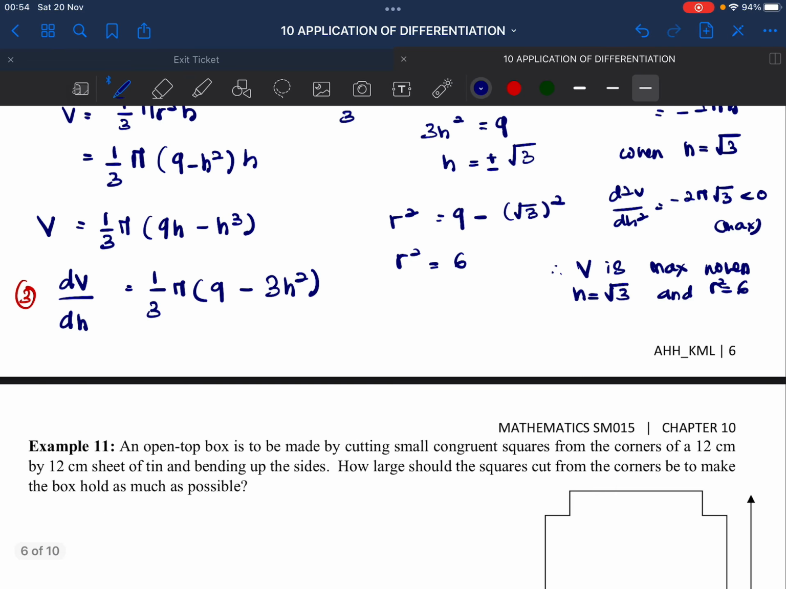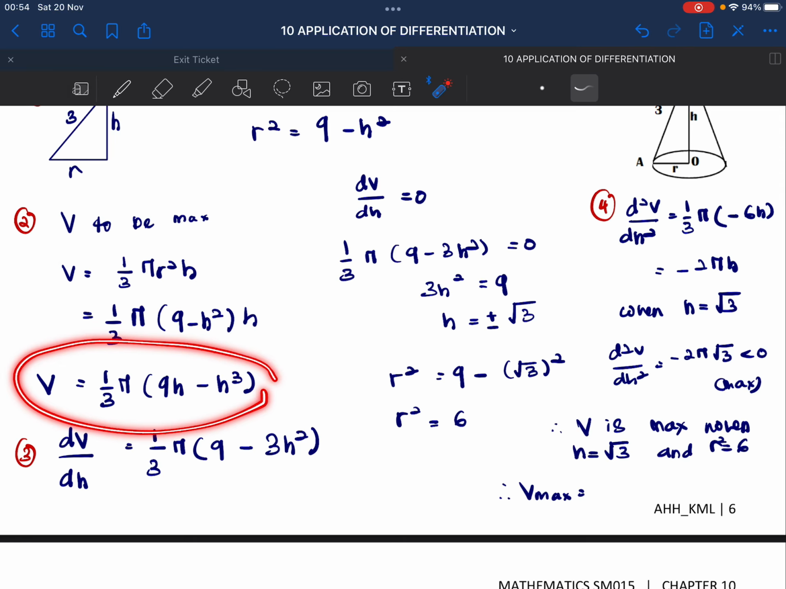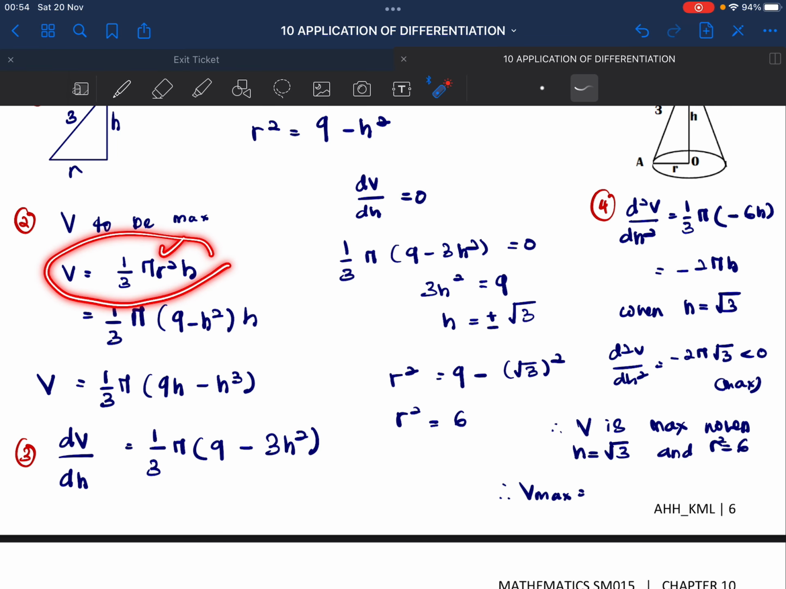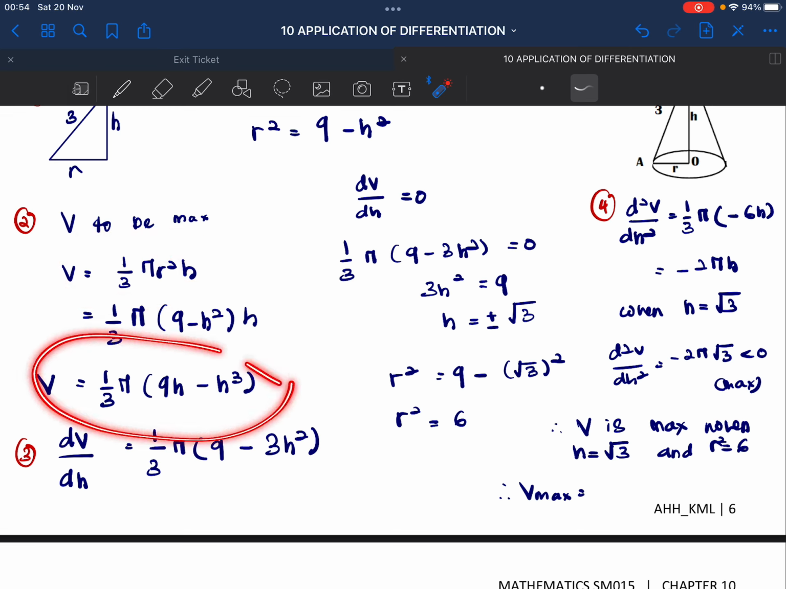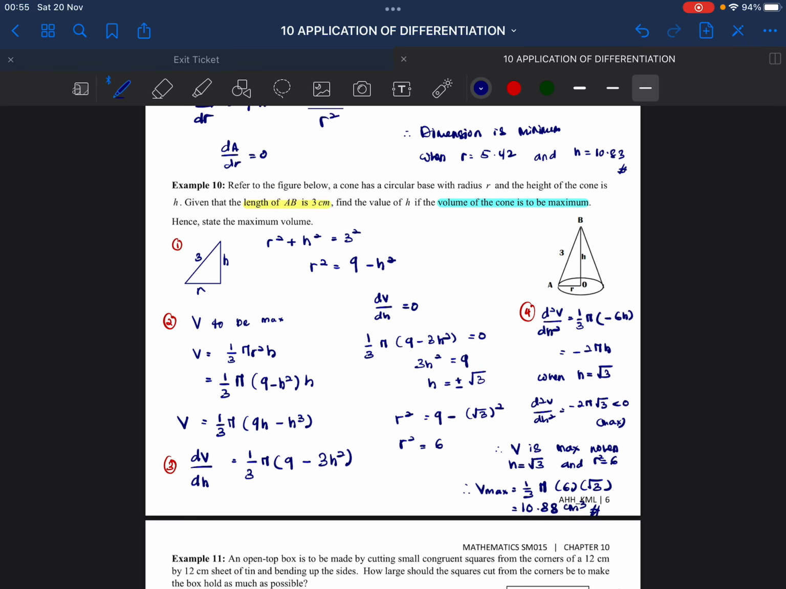The maximum volume is equal to, back to the second step, you can use this formula or this formula, it doesn't matter. If you use this formula, you have to substitute r and h. If you use this formula, just substitute your h. I want to use this one here. So v equals 1 over 3 pi, r square is 6, h is square root 3. So the final answer here will be 10.88 centimeter cube. That is how we solve an optimization problem.